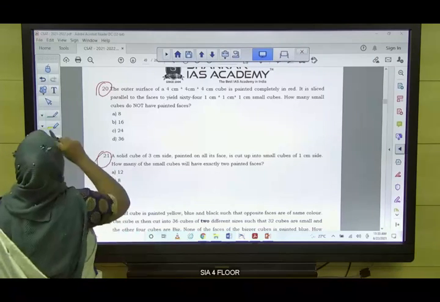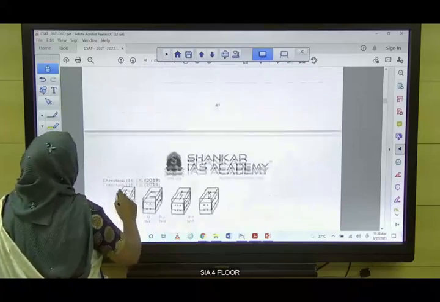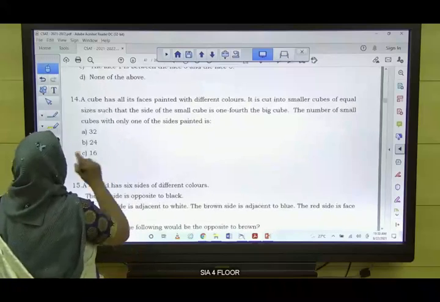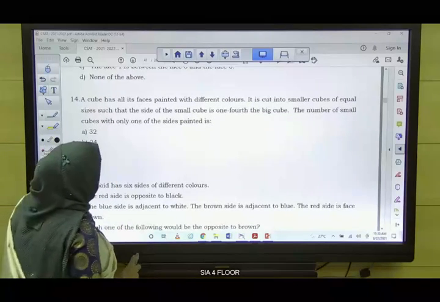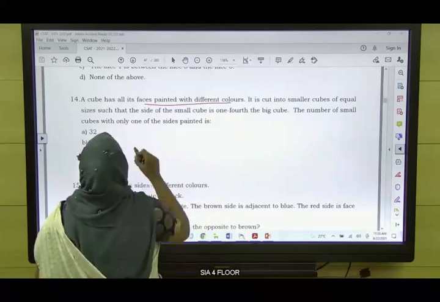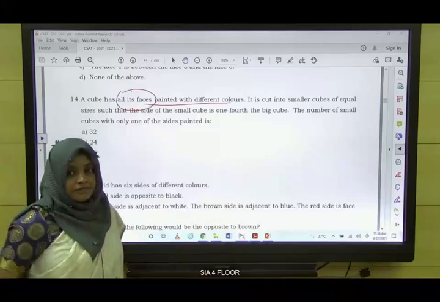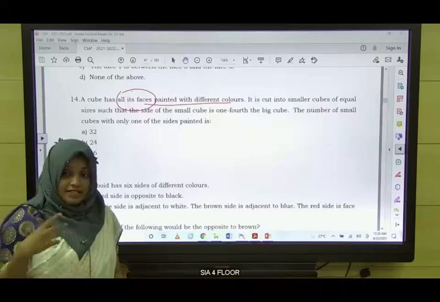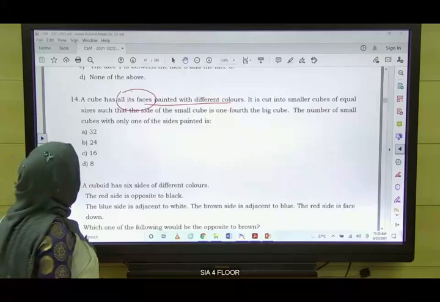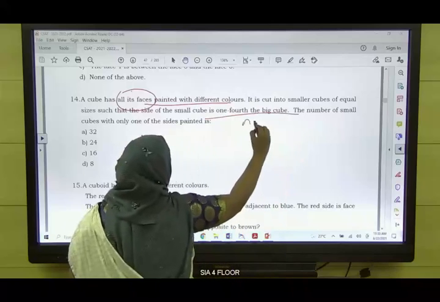Okay, I'll start from the 15th one. Listen. See the 14th one. So it is painted on all the phases. This word is very important, that they have to mention that all the phases are painted. If one phase is not painted, then the case is different. Okay, I'll tell you that later. It's cut into smaller cubes of equal sizes, where the side of the smaller cube is 1/4 of the bigger one. So n is equal to 4.